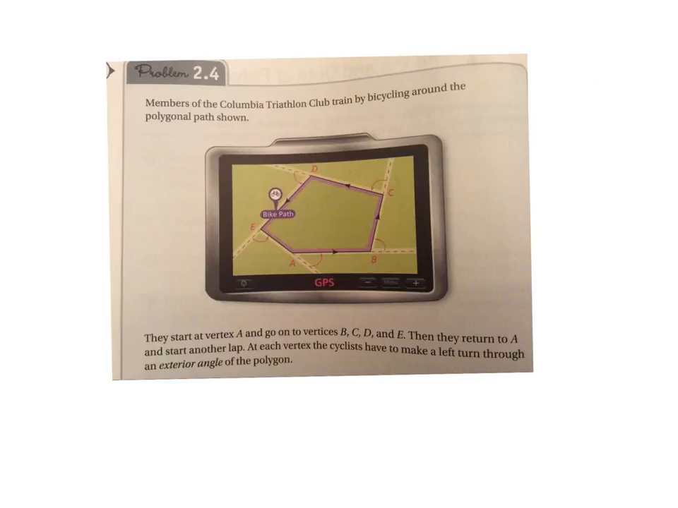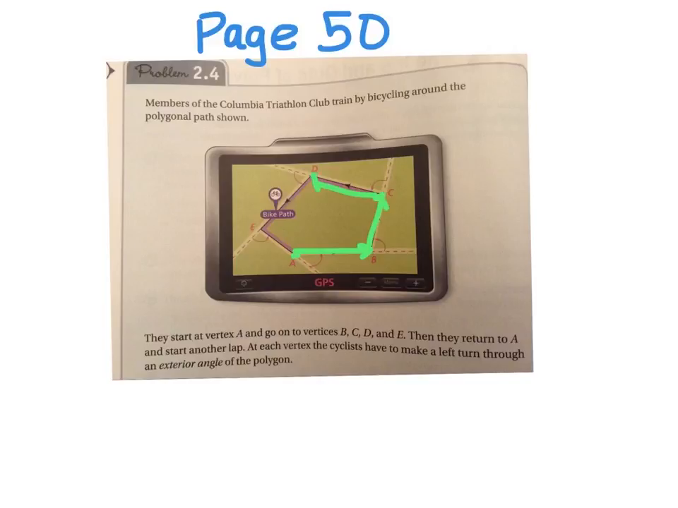Now take a look at this picture here. This comes from page 50 of your student textbook. So if you want to take a white binder from the center of the table, we can see that members of the Columbia Triathlon Club train by bicycling around the polygonal path shown. They start at vertex A and go to vertices B, C, D, and E, and then they return to A and start another lap. So that's what this diagram shows us.